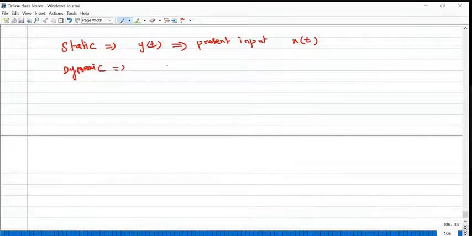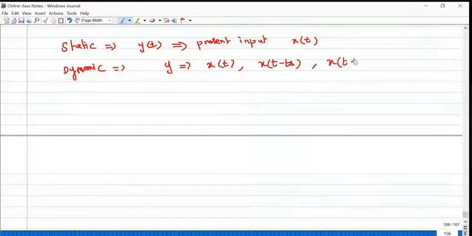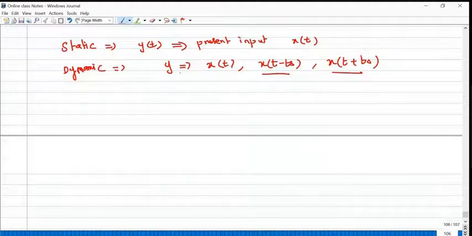Dynamic system, your y of t expression may have x of t or x of t minus t naught term or x of t plus t naught term. Okay, if any one of these terms is available in your y of t expression, then that system is a dynamic system. Output depends on past input as well as the future input. This is static and dynamic.